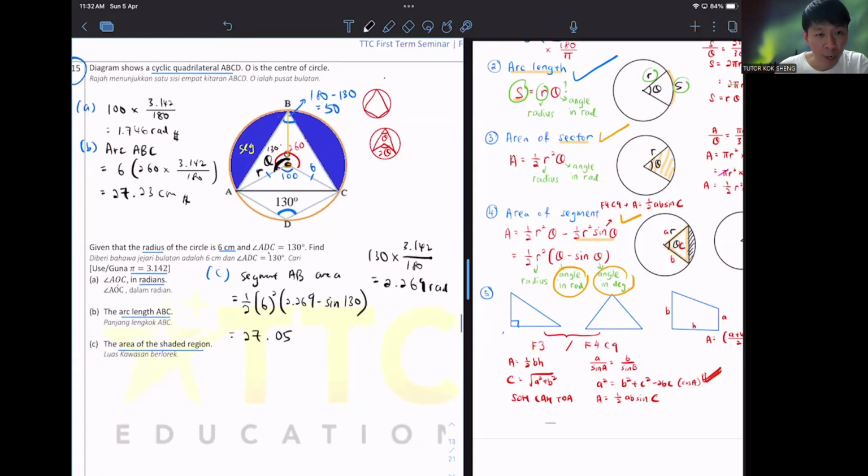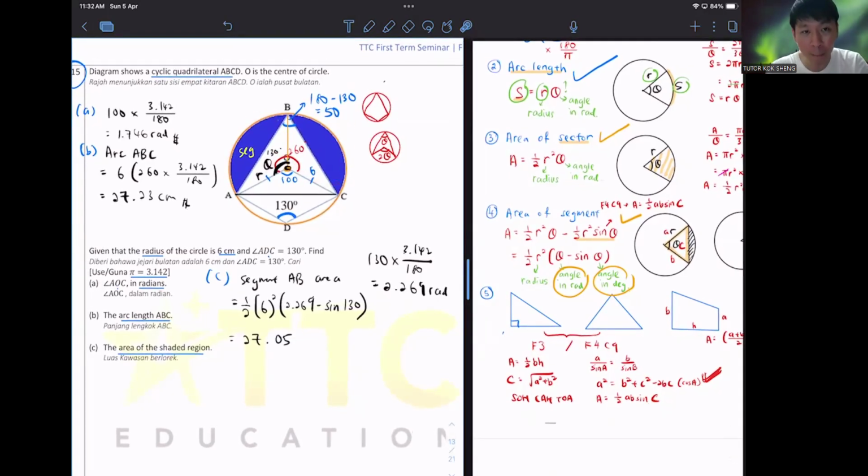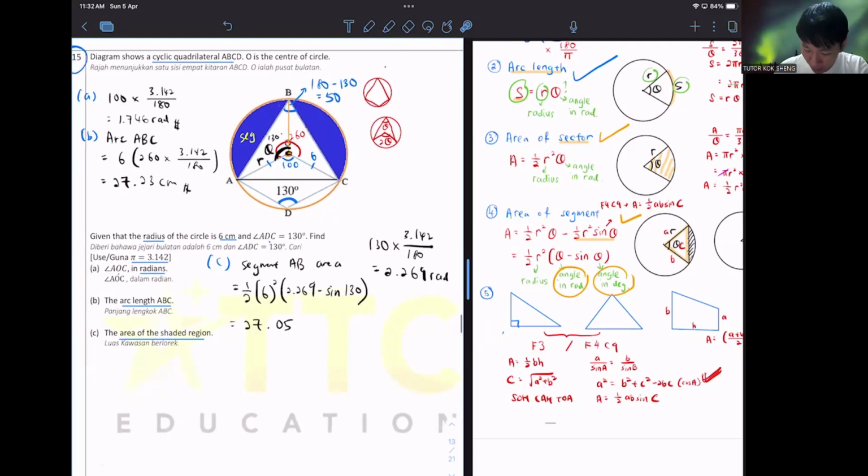Okay, so now back to here. This area segment is 27.05 for the left side here. The right side actually repeat the same because, again, the numbers all same. Center O, radius 6 again, and the angle also 130 degree. So you substitute the same number inside the same formula. That's why no need to write one more time. We just use 27.05 times 2. 4 marks.